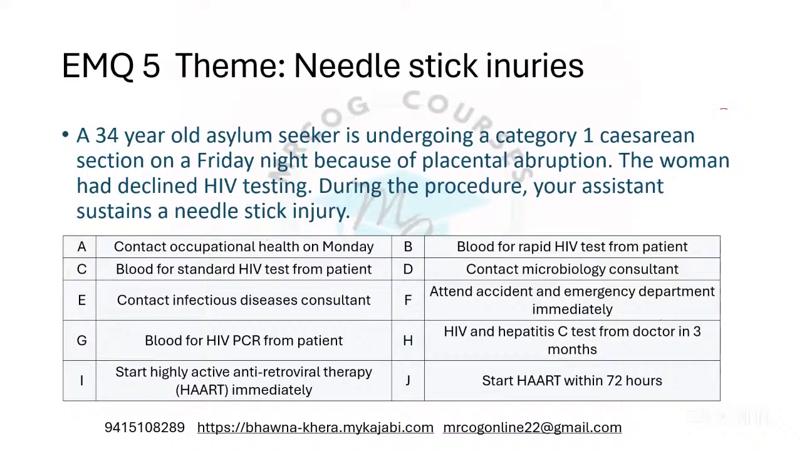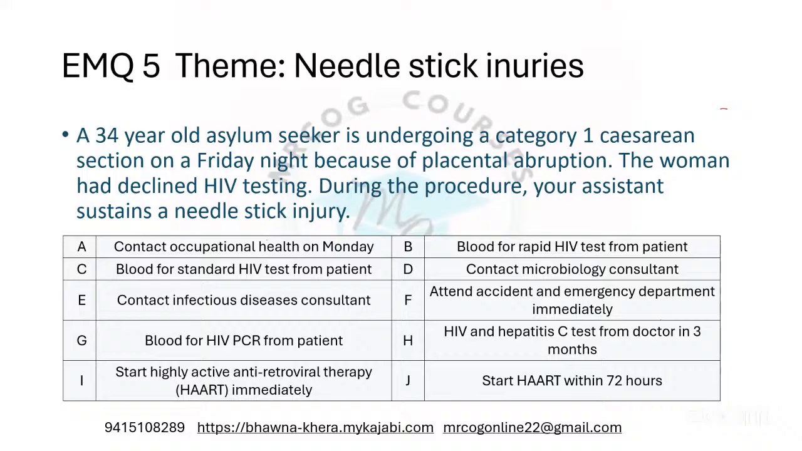So, attend the accident and emergency department immediately, or contact the occupational health department immediately. Okay, B and H are also there. B is a blood test for rapid HIV test from the patient, and H is HIV and hepatitis C test from the doctor in 3 months. Right, so these are the various options here.